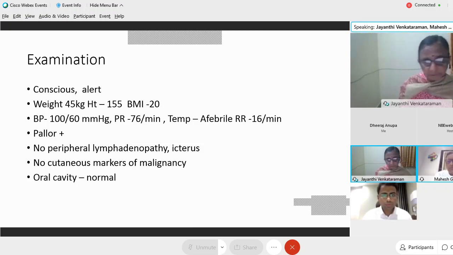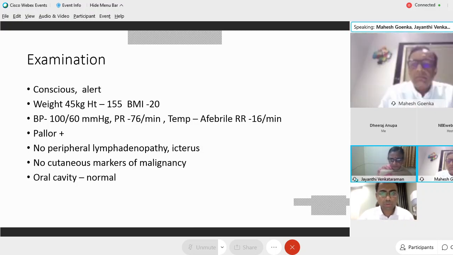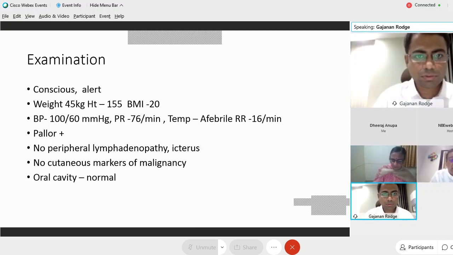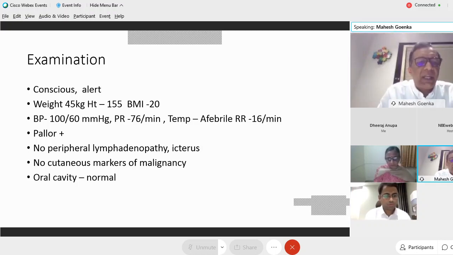Shivraj, you're connected? There was some problem in connection. Now this is a slide which has been just shown. So Shivraj, you can have a look at it.